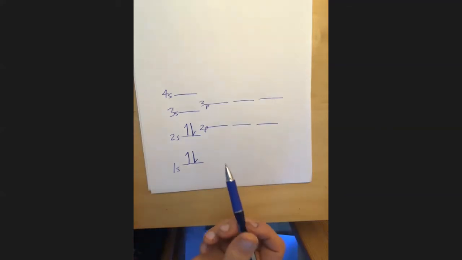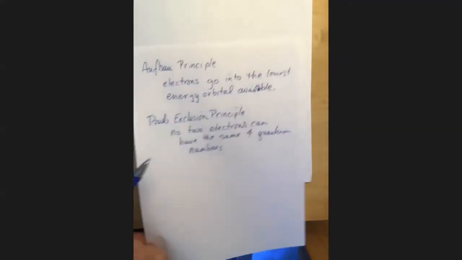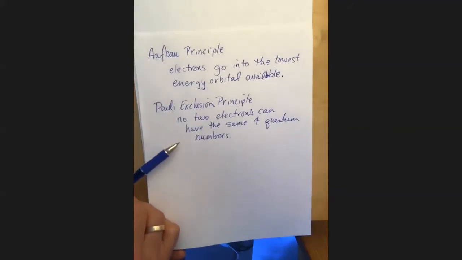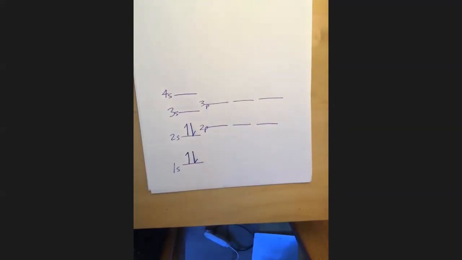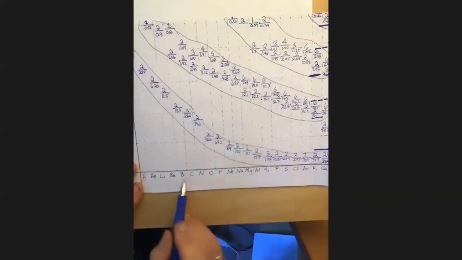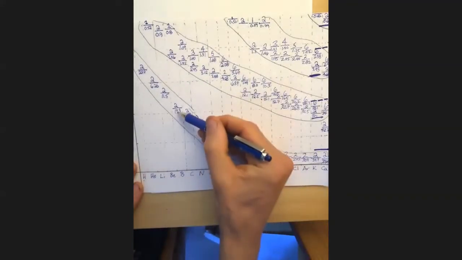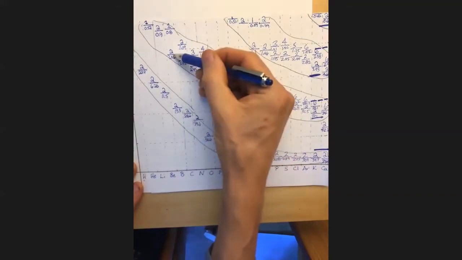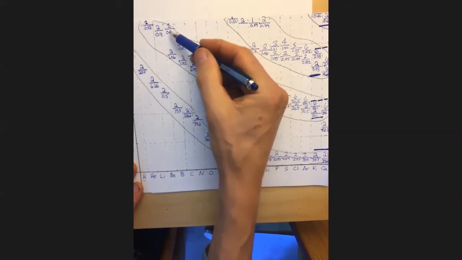Okay, so we've done Aufbau principle, electrons go in the lowest energy orbital available. Pauli exclusion principle, no 2 electrons can have the same 4 quantum numbers. Okay, so next element is boron. It's got 2 in the 1s, it's got 2 electrons in the 2s, and it's got this 5th electron up here, and it happens to go in the 2p.